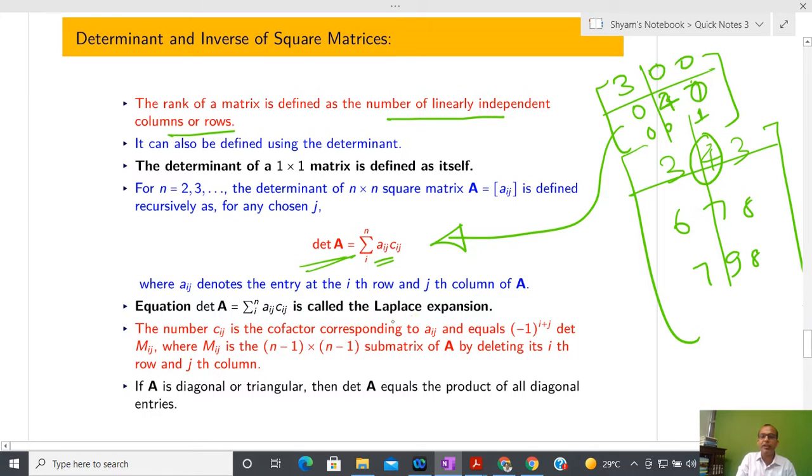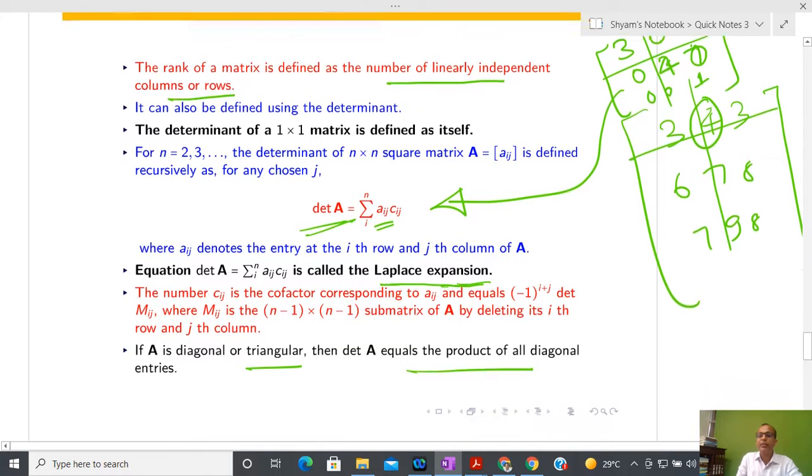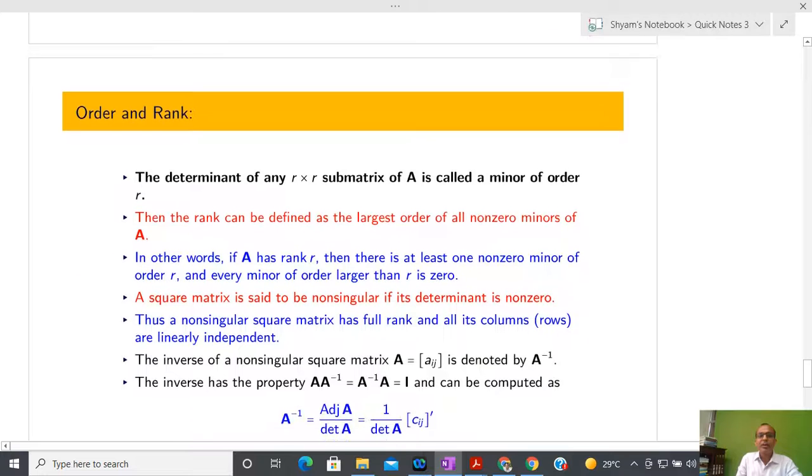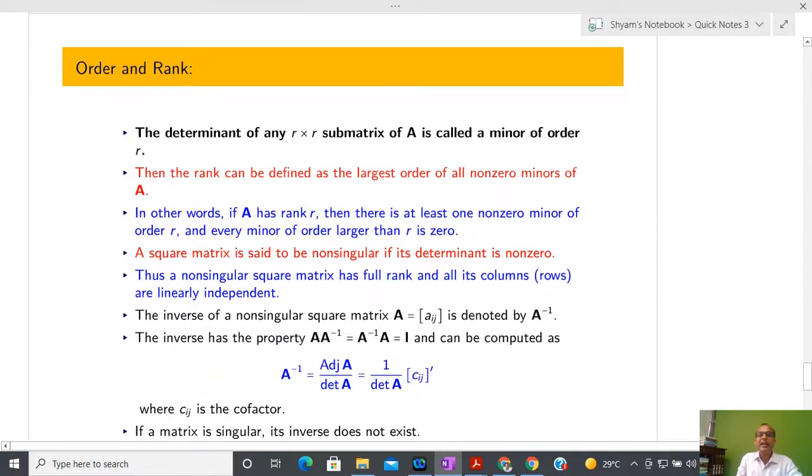This formula is called the Laplace expansion. This is called the Laplace expansion, so this is the generalized one. I hope you are already well aware of that. Obviously this is true for a triangular matrix. For any triangular matrix, if you have to calculate the determinant, you can just take the product of all the diagonal entries.